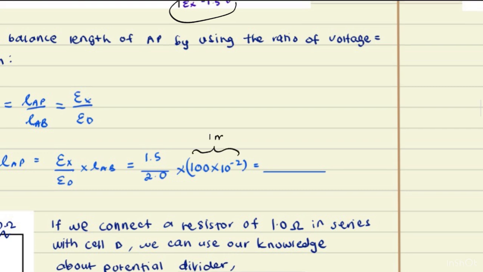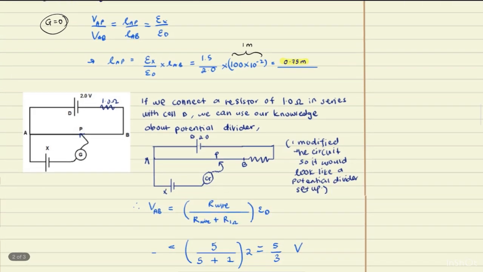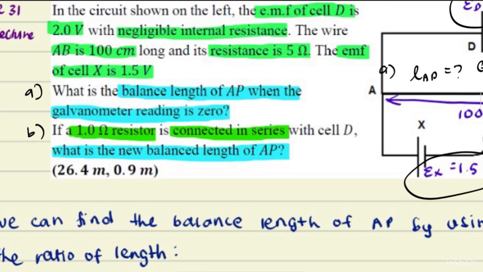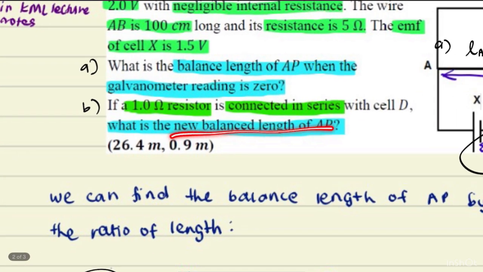Miss just converts to meters. So the answer is 1.5 divided by 2, so 0.75 meter. That's the answer for the first question. The next question is, if a 1.0 ohm resistor is connected in series with cell D, so let's say we have a resistor here now, what is the new balance length of AP?